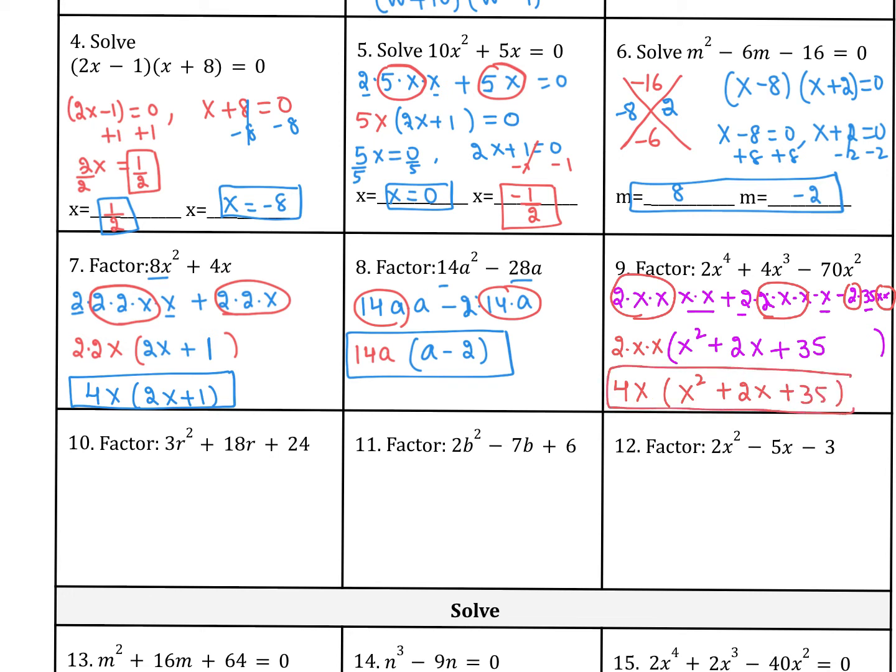Because when you break this 70, it becomes 2 times 35 times x times x. So x times x is outside, 2 is outside, and you are left with 4x times x squared plus 2x plus 35.